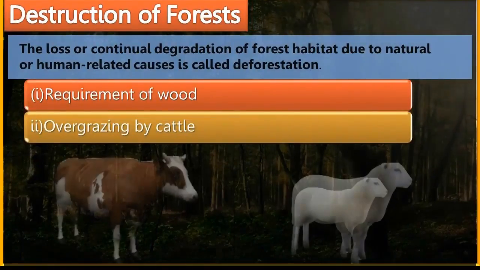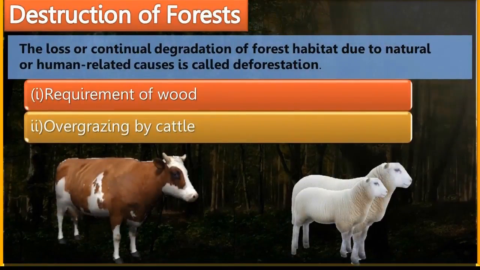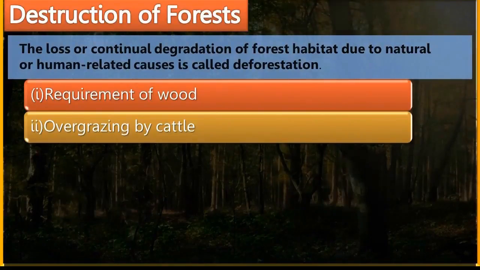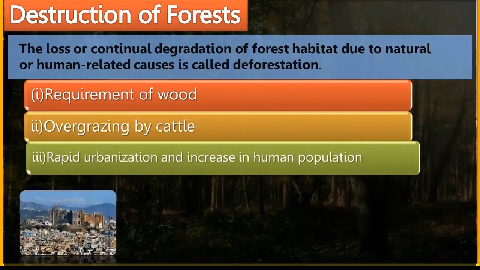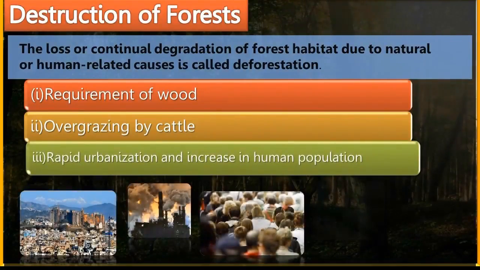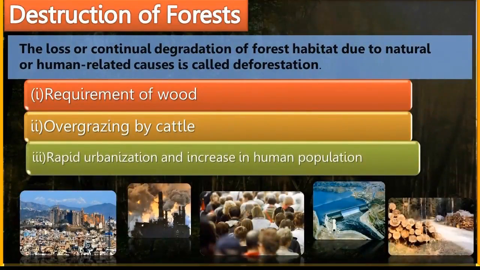Number 2, overgrazing by cattle is also a key factor that contributes to deforestation. Number 3, rapid urbanization and increase in human population led to conversion of forests to agricultural lands. Forests have also been cleared for construction of roads, railway tracks, dams, etc.